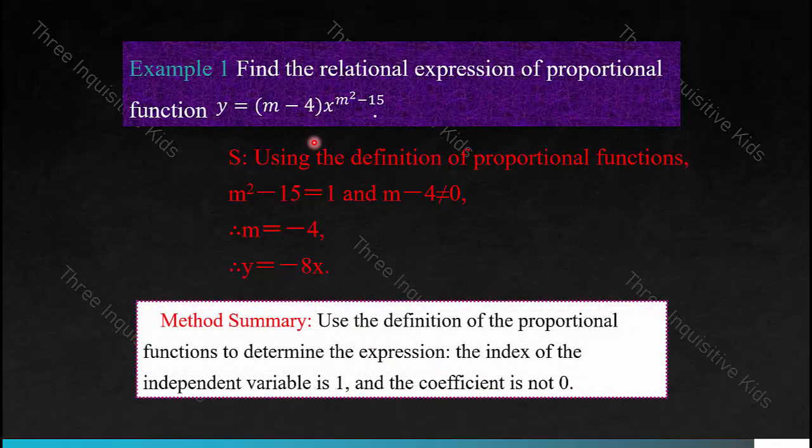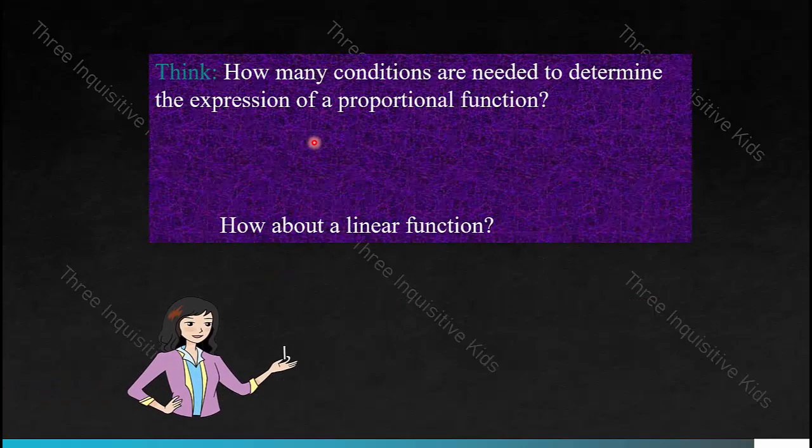Method summary. Use the definition of the proportional function to determine its expression. The index of the independent variable is always 1 and the coefficient cannot be 0. Think, how many conditions are needed to determine the expression of a proportional function? And what about a linear function?